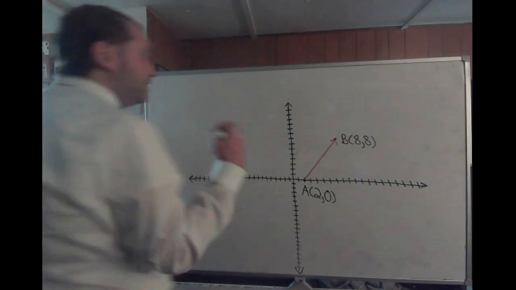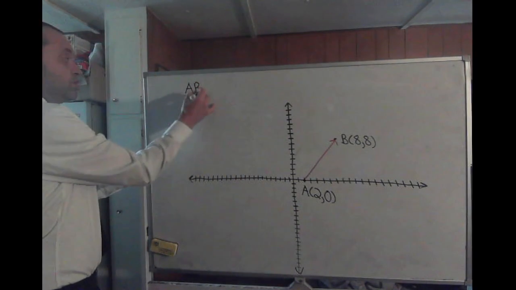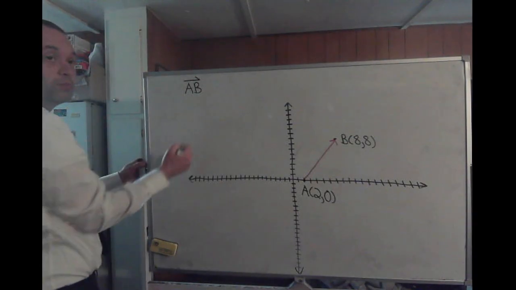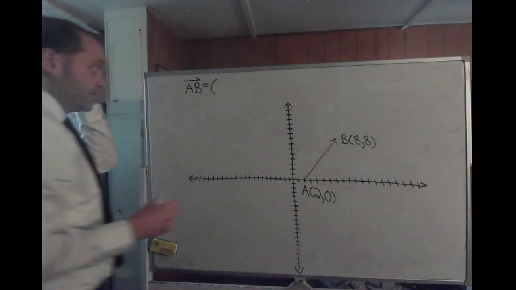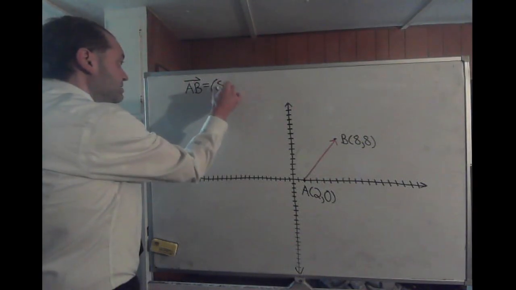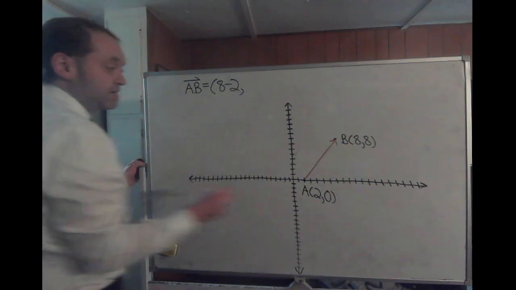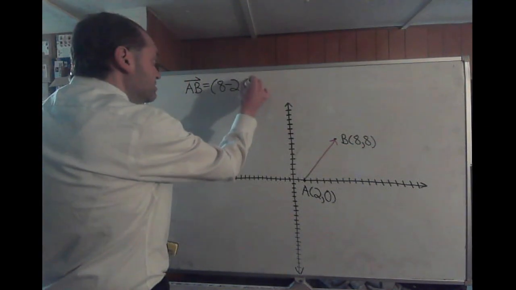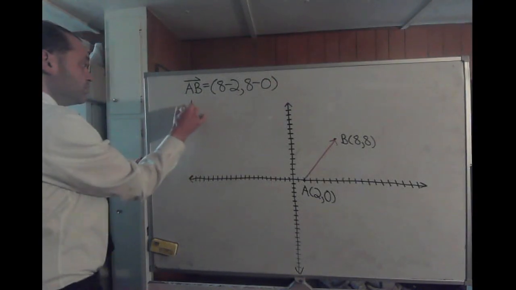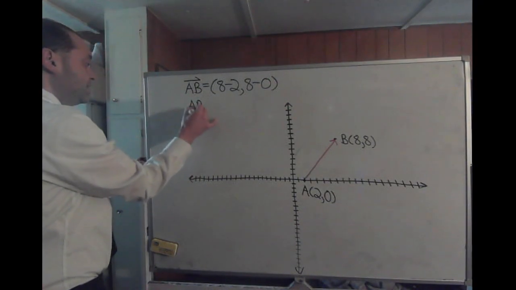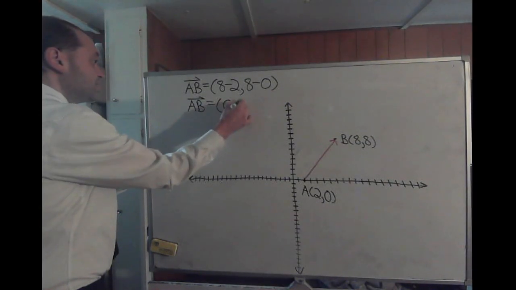So to find the value of vector AB, which again is denoted AB with a half arrow above it, you're going to take your second x-coordinate of 8 minus your first x-coordinate of 2, and then you'll take your second y-coordinate of 8 minus your first y-coordinate of 0. So the value of vector AB itself would be 6, 8.